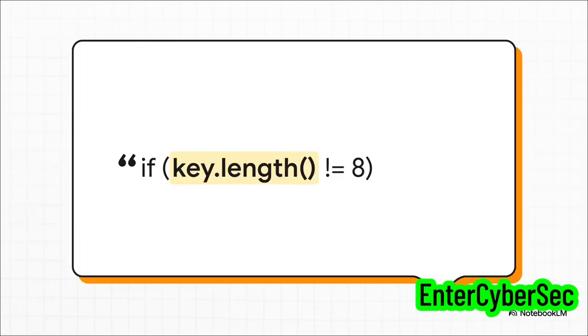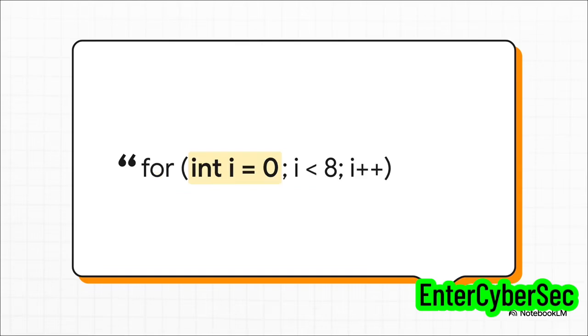Clue number one. And this is a big one, folks. The very first thing this function does is check the key's length. If it's not exactly 8 characters long, not 7, not 9, it fails right then and there. So what does that tell us? The secret key has got to be 8 characters long, period. Okay, on to clue number 2.